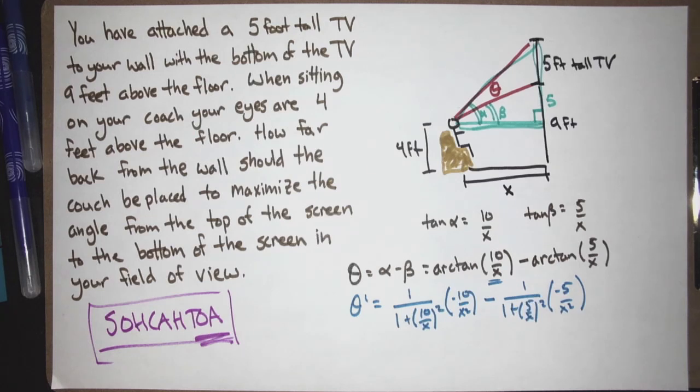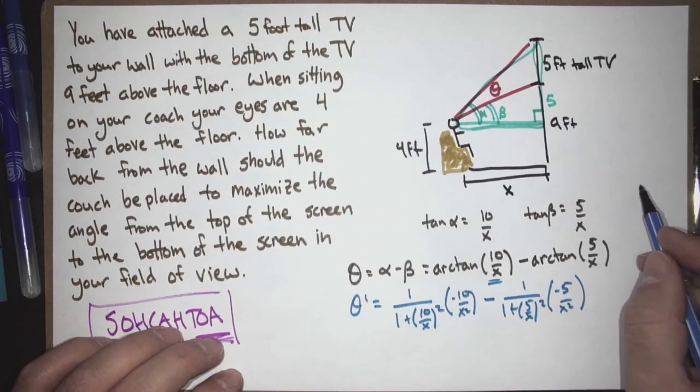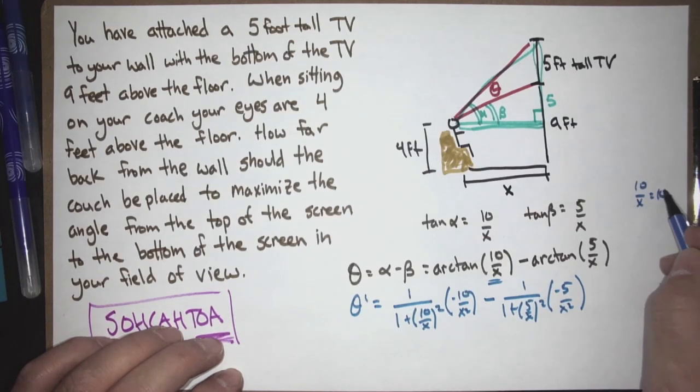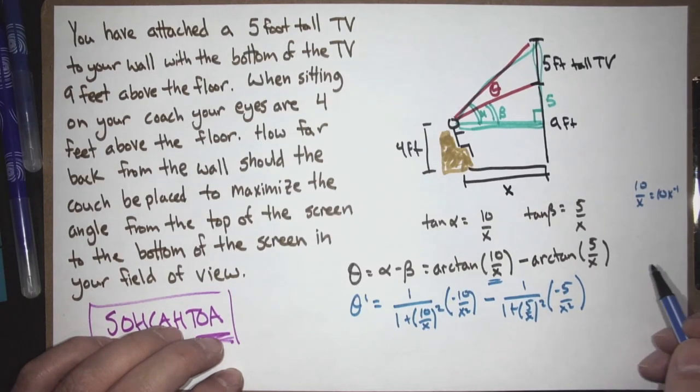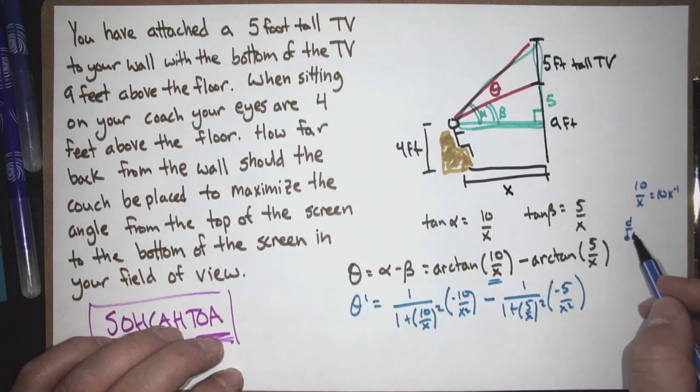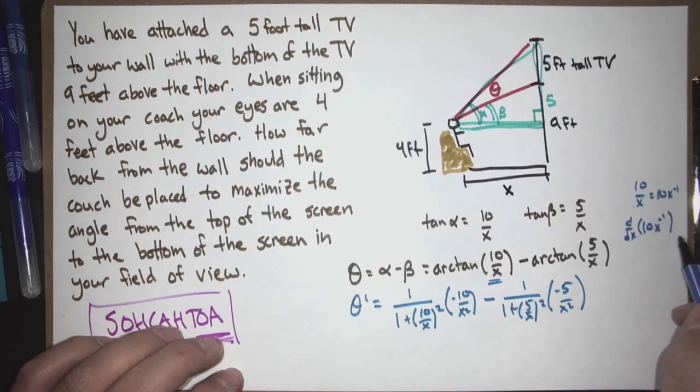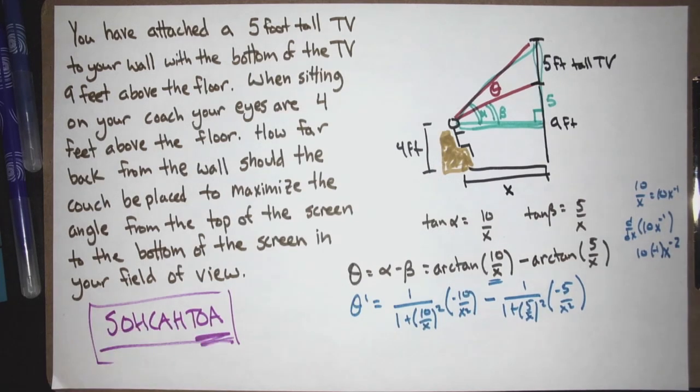Yes? Where'd you get the x squared from? So think of 10 over x as 10x to the minus 1. So when you take the derivative of that expression, the 10 stays, and the derivative of x to the minus 1, the minus 1 comes down, and you subtract 1. So minus 1 makes minus 2. So that's an x squared downstairs.